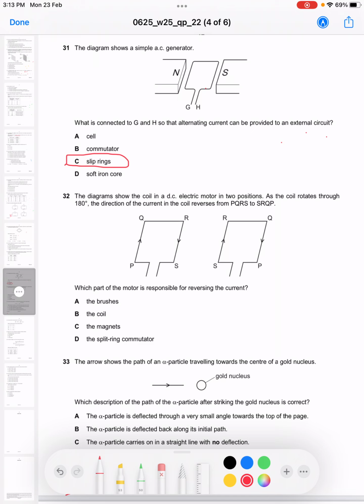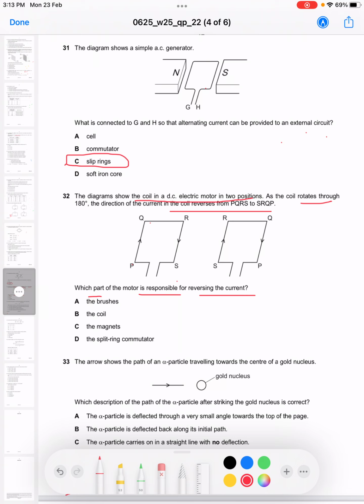The diagram shows the circuit of a DC electric motor. So basically the DC motor question is here. We have two positions, PQRS and then PQRS in the opposite direction. As the coil rotates through 180 degrees, the direction of the current in the coil reverses from PQRS to SRQP. Which part of the motor is responsible for reversing the current?